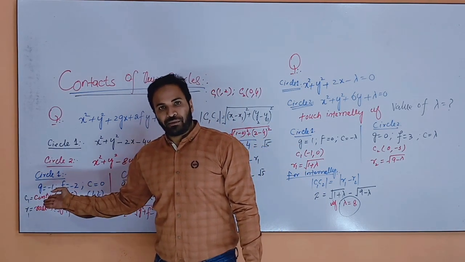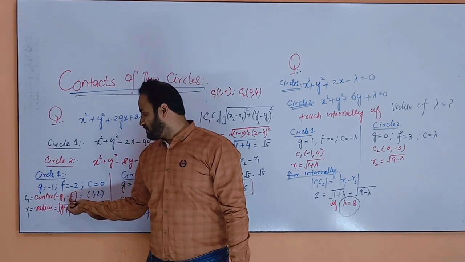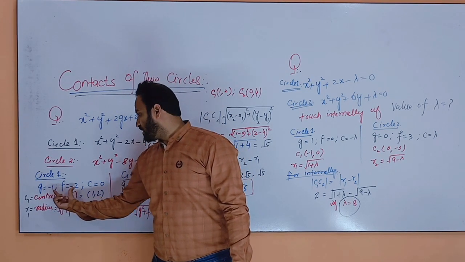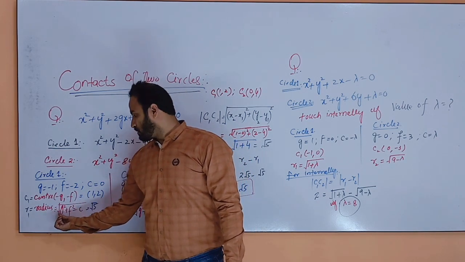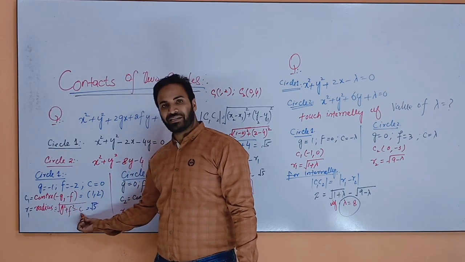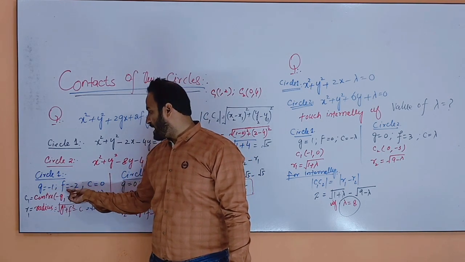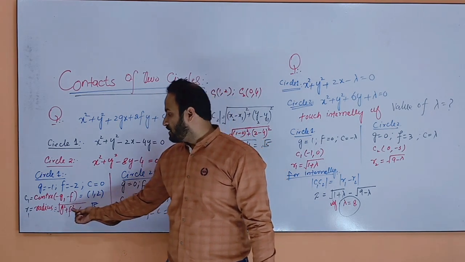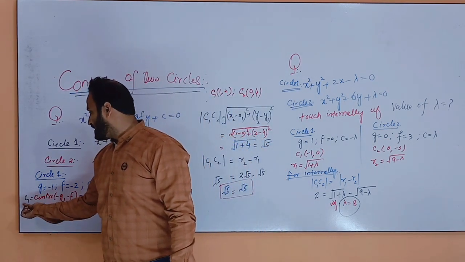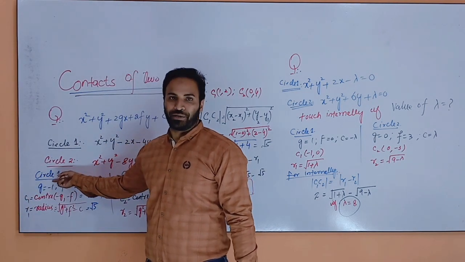Already I told you in my previous lecture that the center is equal to (minus g, minus f). Okay, you should put both values here, and the radius is equal to the square root of g square plus f square minus c. So you should put the values of g, f, c here, and you get square root 5. That is the radius r1, and c1 is the center for circle 1.